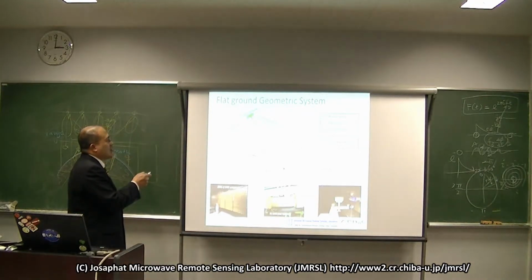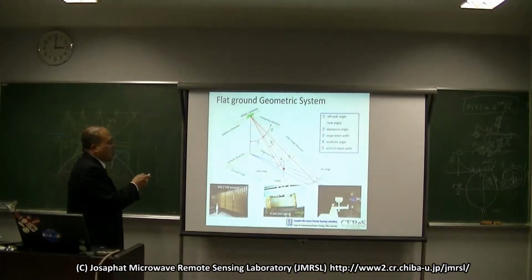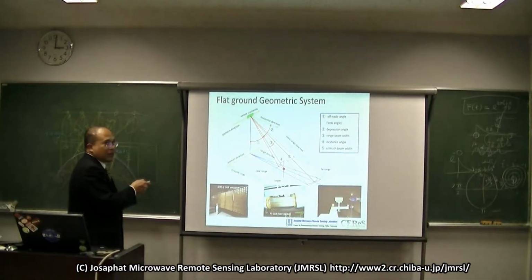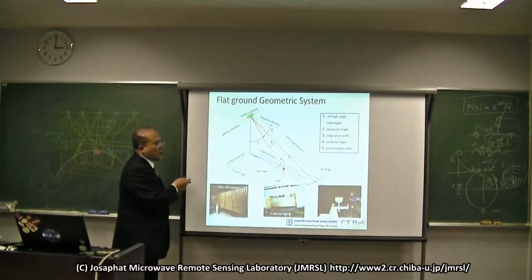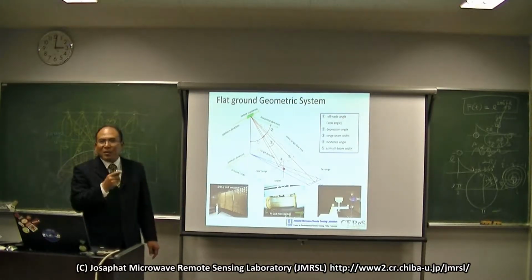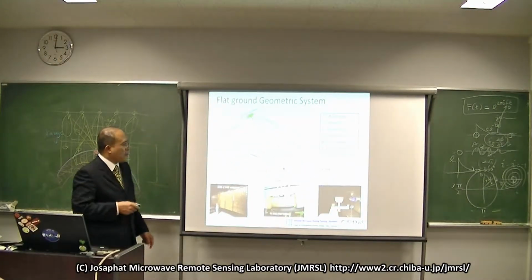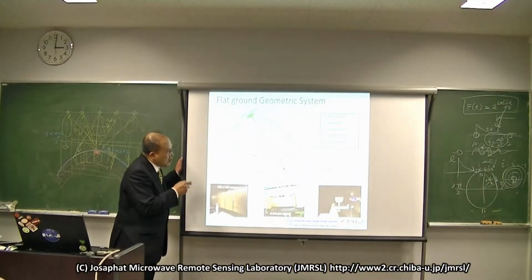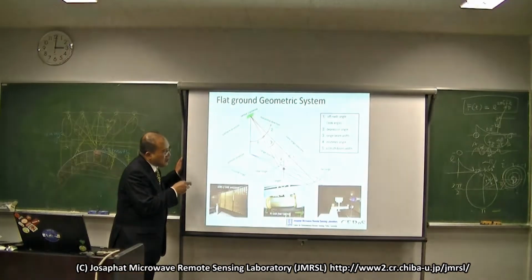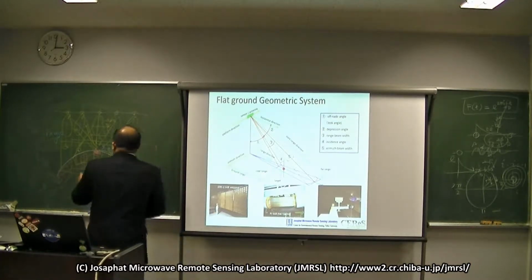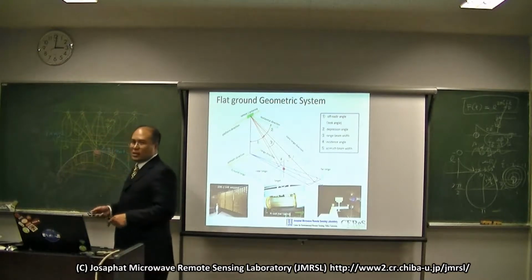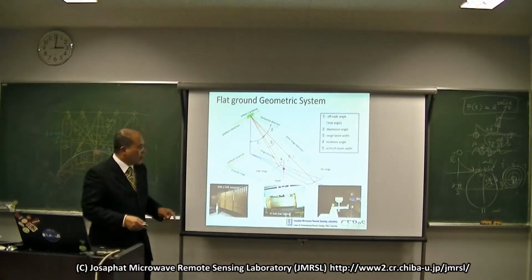Sensor and antenna we put here. Then here is nadir. And this direction parallel to this one we call the azimuth direction. Please remember, azimuth direction. And then perpendicular to this direction we call the range direction. Azimuth and range.